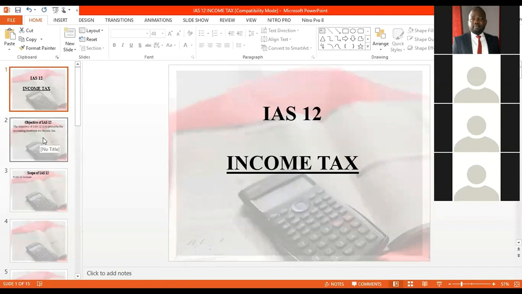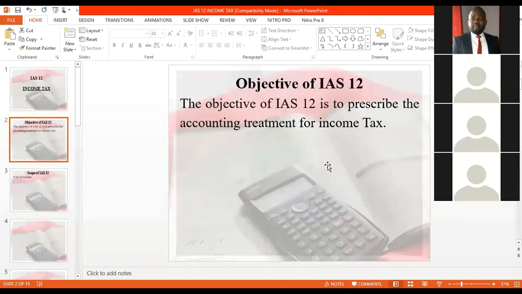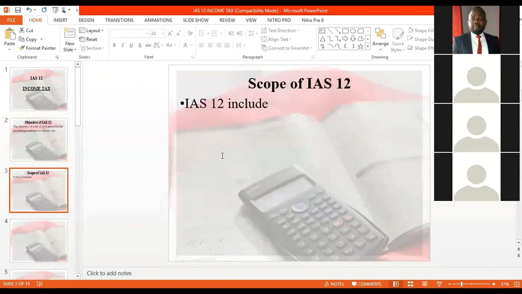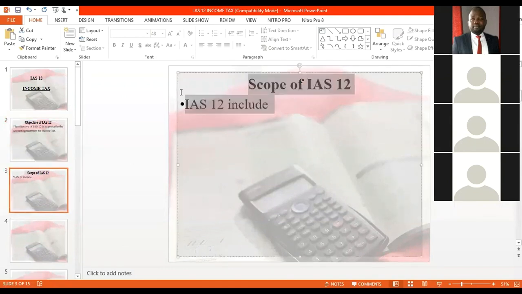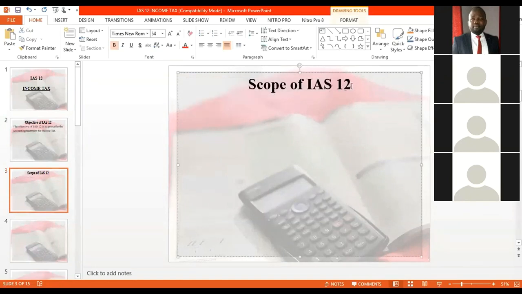In any given standard, there is always the objective of the standard. So what is the objective of IAS 12? The objective of IAS 12 is to prescribe the accounting treatment of income tax. So let's continue a step further.